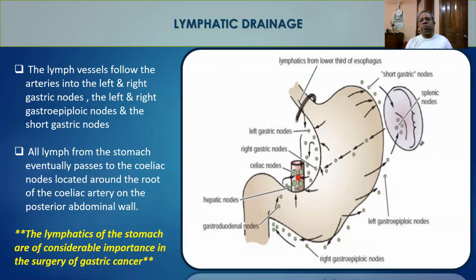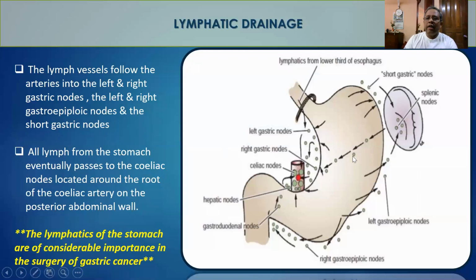So it is a basic concept that the lymphatics run along with the artery, because the artery having a pulsation helps to propel the lymph from the small lymphatic vessels to the bigger ones. For that reason, Allah Ta'ala made the body with this structure, parallel and in very close intimacy with the artery. So the lymph vessels follow the arteries into the left and right gastric nodes, the left and right gastroepiploic nodes and the short gastric nodes.